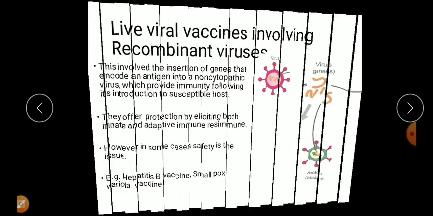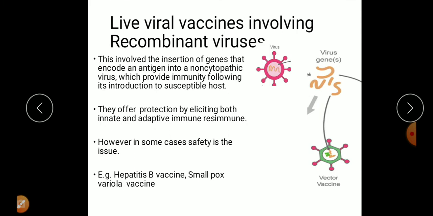Next one is the live viral vaccine, also called a recombinant virus vaccine, where DNA from the virulent virus is purified and then inserted into a new vector that is non-pathogenic. This involves the insertion of a gene that encodes an antigen into a non-cytopathic virus, which provides immunity to susceptible hosts. They offer protection by eliciting both innate and adaptive immune responses. However, in some cases safety is the issue. Hepatitis B vaccine and smallpox variola vaccine are some examples of live viral recombinant vaccines.